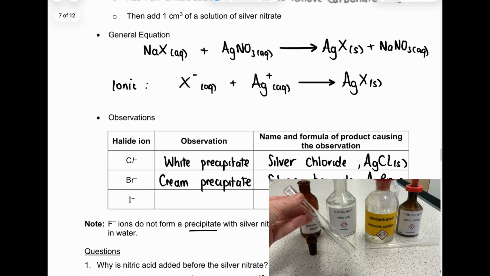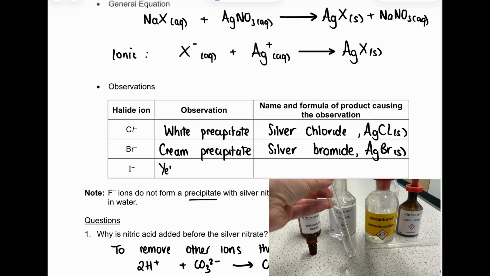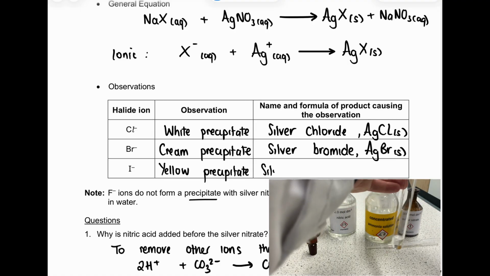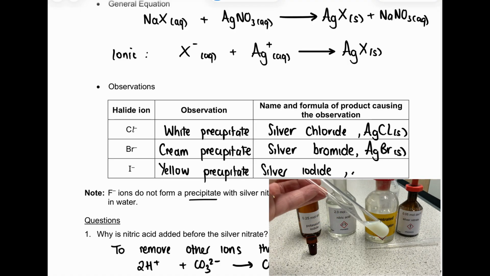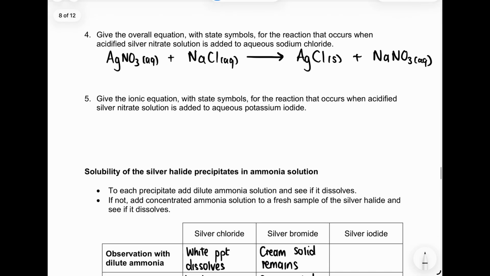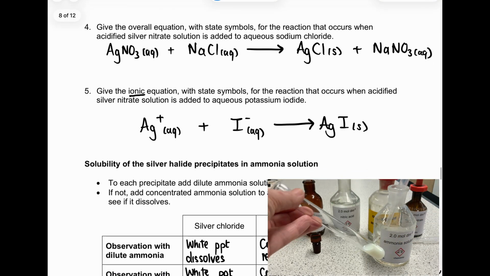Again, take 1 cm³ of the sample that you think contains iodide ions, add nitric acid to remove any carbonates, and then add silver nitrate, and you will see a yellow precipitate of silver iodide, which is AgI. So here we were asked to give an ionic equation with state symbols for the reaction that occurs. We're testing for the iodide ions and we're using silver nitrate. So silver is the positive ion from silver nitrate to test for the negative ion iodide. And so we're going to create the precipitate silver iodide. Positive ion, negative ion, precipitate.